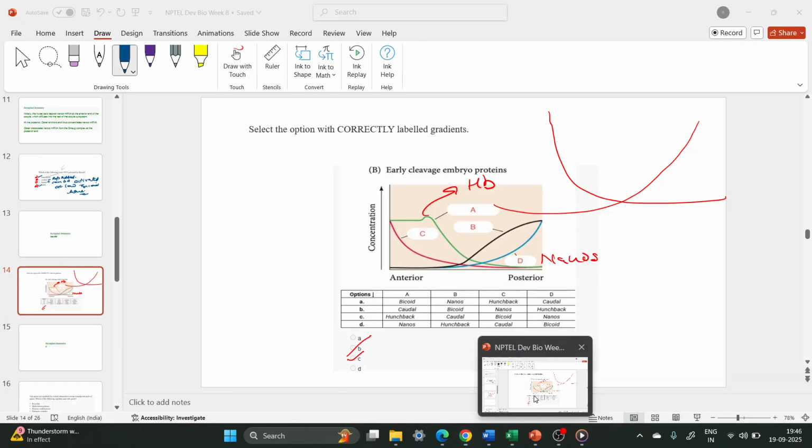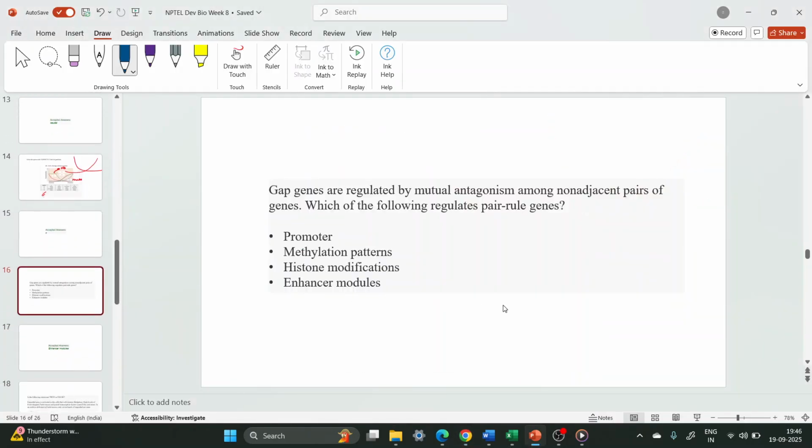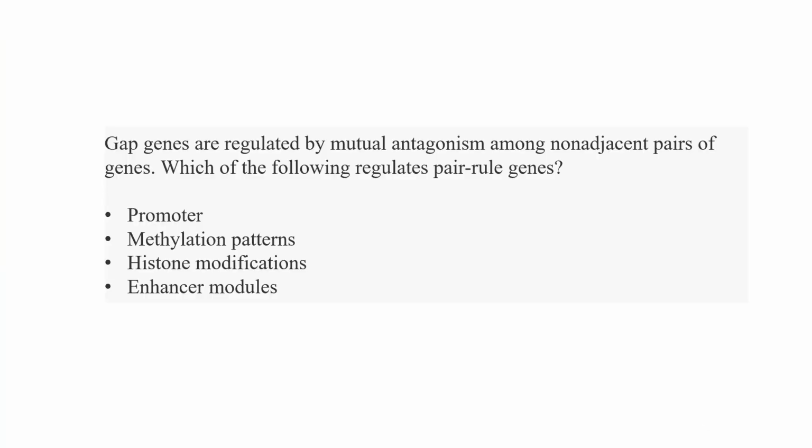Okay. Fine. Now let us come to the next question, which is: gap genes are regulated by mutual antagonism among non-adjacent pairs of genes. Which of the following regulates pair rule genes? I'll just label it as A, B, and C so that it becomes easy for you to opt. A is promoter, B is methylation patterns, C histone modifications, or D enhancer modules.